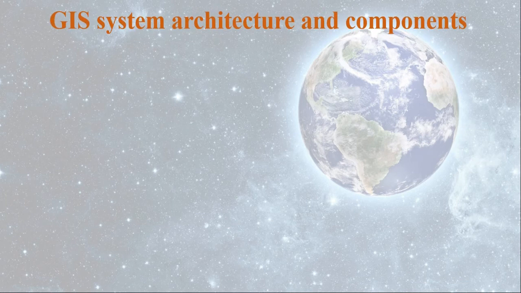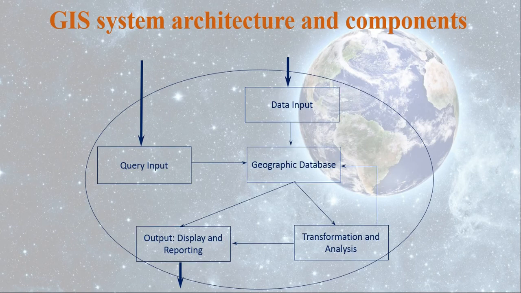Another question that rises is, how does a GIS system work? Imagine this is the GIS system. Just like any other system, it has some input. It carries out process on the input, and it gives us some output. The input of a GIS system is data and query. Data includes geospatial data and attribute data.